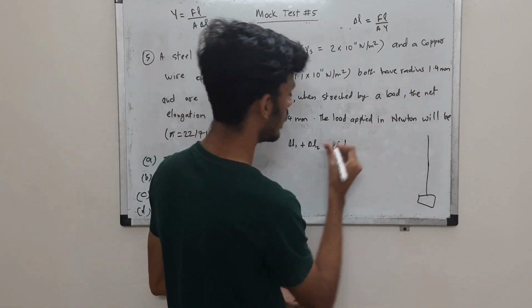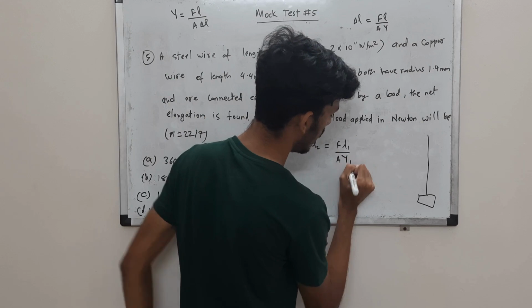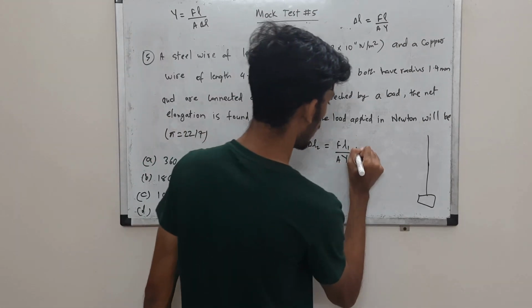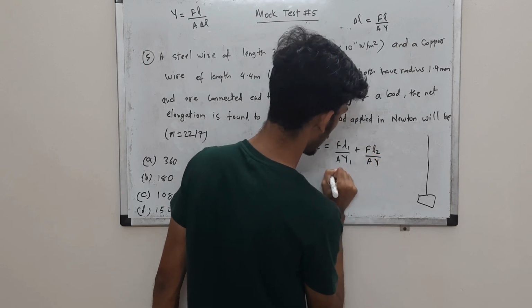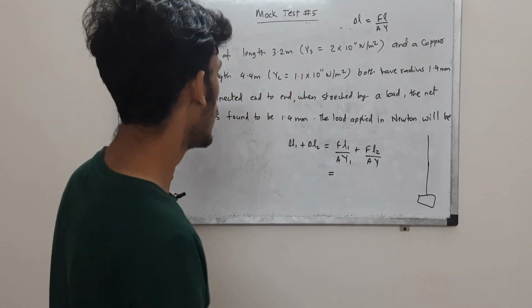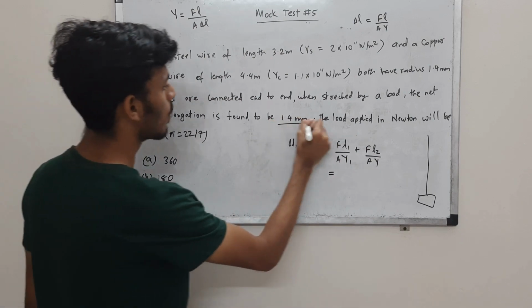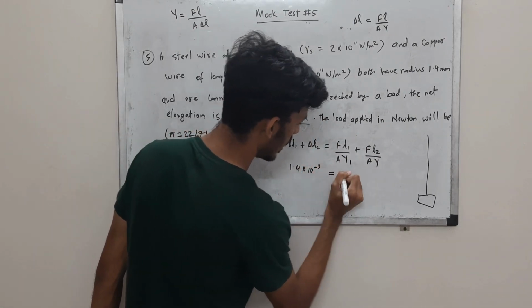Area is the same because we know that the radius is the same, and Young's modulus, of course, is a property of the particular substance, so it is different for steel and copper. So similarly, FL2 by AY. You can see that area is the same and the force that we are applying is also the same. Now delta L1 plus delta L2, the net elongation, is already given. It is 1.4 millimeters. So let us write that in meters.